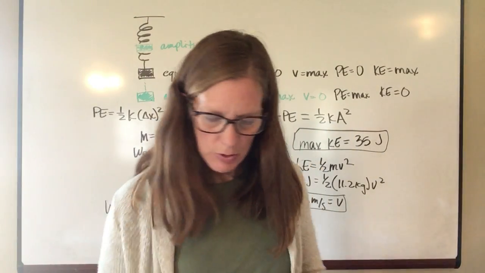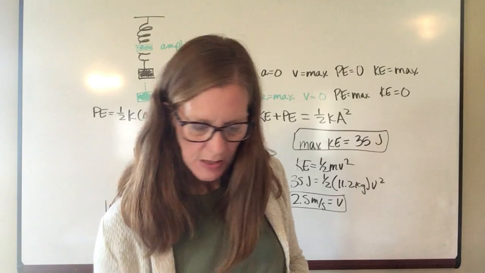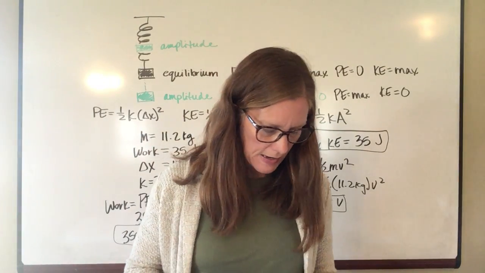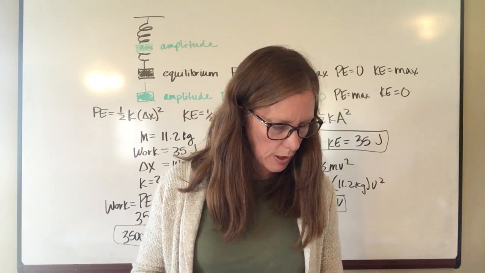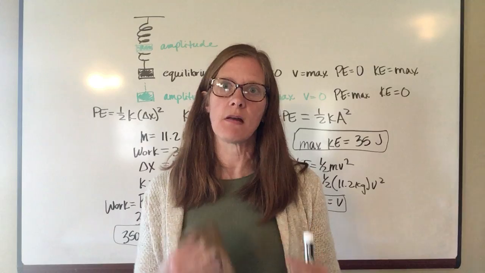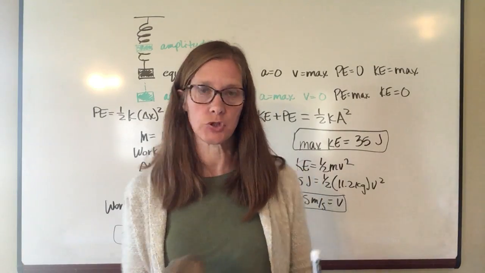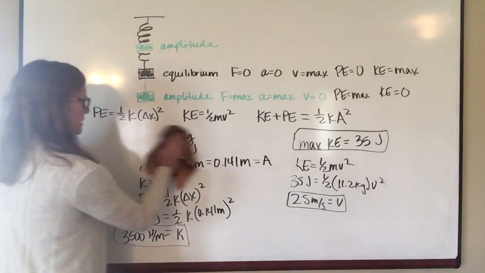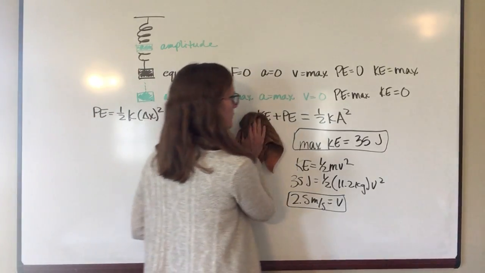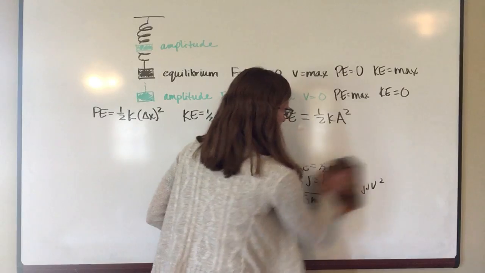Okay, now we want to look at the second part of this example. In this part of the example, we're looking at it when it's not at equilibrium and it's not at its amplitude position. So let's get rid of this information here so we've got some space to work. Whoops, don't want to erase that.